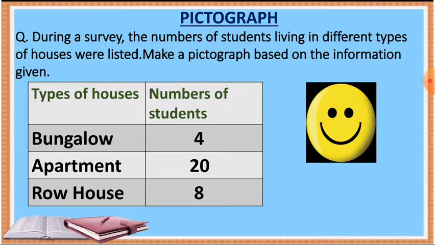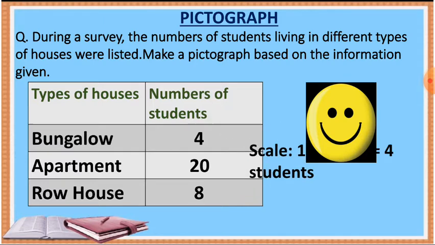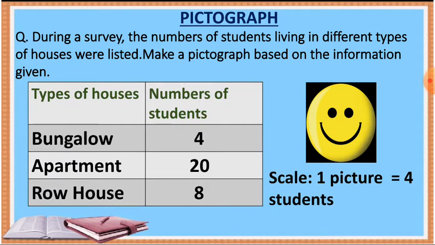So what we are going to do here is, we will make a scale. Now the scale means that one particular picture will be representing this many students. So one picture will represent 4 students. So here in the given table, now we can make the images. For 4 we can make one image.